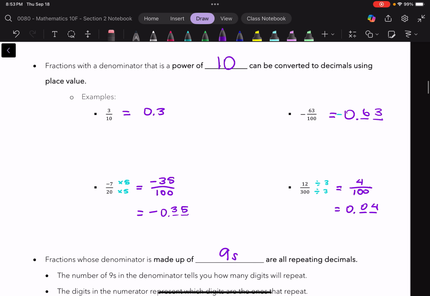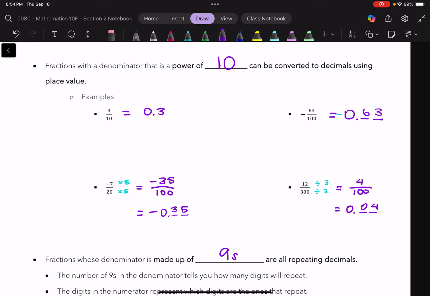Next, we talked about fractions with a denominator that's a power of 10. So that means their denominator is 10, 100, 1,000, 10,000, 100,000, a million, etc. Now, these fractions can be converted based on place value. So if it had a direct power of 10 as a denominator, I can use the place value to write the last digit of the numerator in the place value indicated by the denominator, and then backfill all the other digits in the numerator until I get to that decimal place.